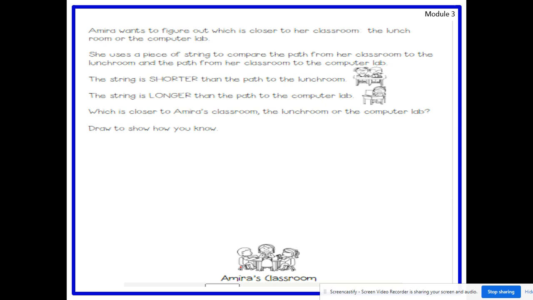So the problem says Amira wants to figure out which is closer to her classroom, the lunchroom or the computer lab. She uses a piece of string to compare the path from her classroom to the lunchroom and the path from her classroom to the computer lab. So first, we're going to draw a path, or if you want to call it a line. This is going to be our string. Go ahead and draw.